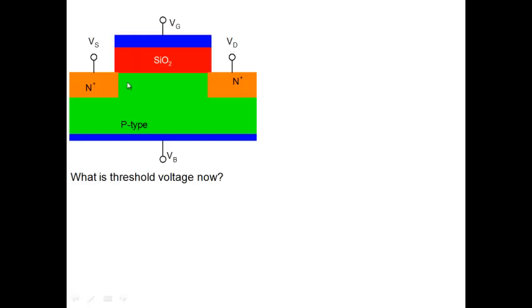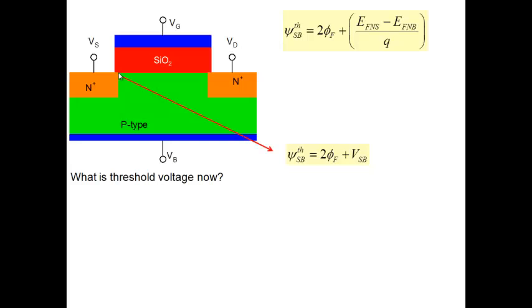Well, let's focus our attention here, right at the source end. Now remember, this is our general condition. At threshold, surface potential with respect to bulk should be equal to 2 phi F plus Fermi level at the surface minus Fermi level in the bulk divided by Q. If I apply it here at this point, what is Fermi level at the surface minus Fermi level at the bulk? It will be VSB, right? So that's why we've written that at threshold, psi SB threshold should be equal to 2 phi F plus VSB, if we apply this particular equation right here at this point, next to the source.